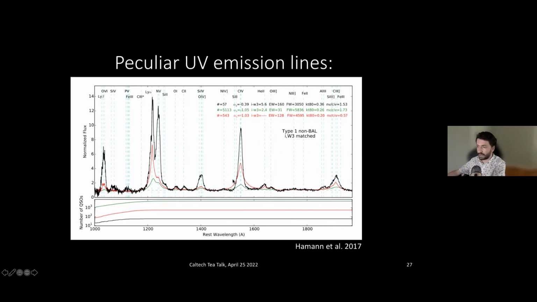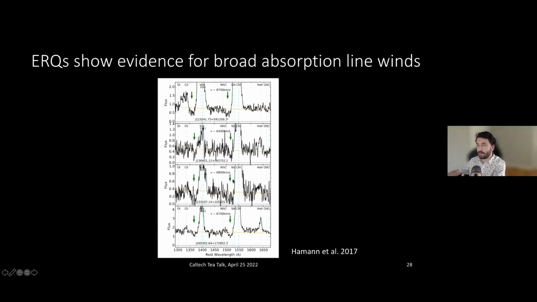What was surprising to also see is that a number of these sources showed outflows in absorption, and I mentioned that these sources do not have very strong continuum emission, and so it was very interesting to see that you can detect outflows up to almost 9,000 kilometers per second in absorption in the rest frame UV spectra of these systems from the Sloan Digital Sky Survey.